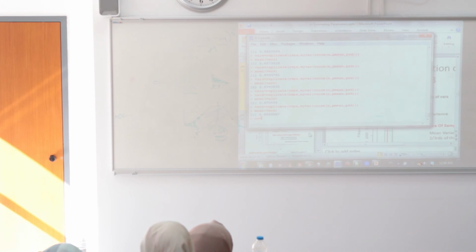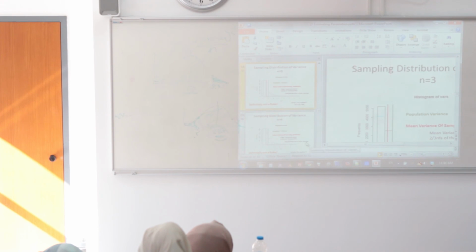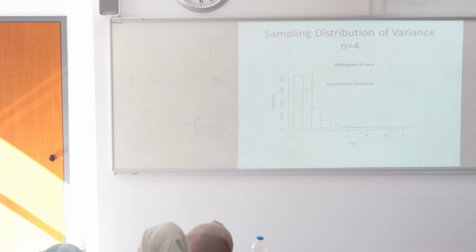Sorry, n equals 4. Where are we there? 0.75. Maybe that's a fluke. 0.76. 0.77 if you round. 0.74. So with a sample size of 4, again, the population variance was 1, and the mean variance of the sampling distribution now was a bit closer to 1 than it was before. It's about 3/4 of the population variance.